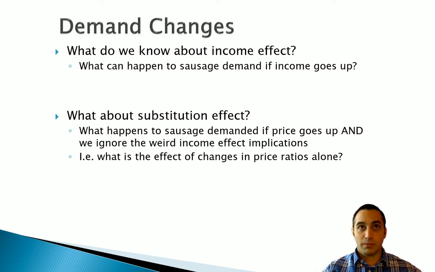Next, ask yourself, what should happen if we focus on just a substitution effect? That is, what happens to sausage demand if the price goes up and we ignore all the weird income effect implications? Although we know sausage price going up will make us poorer, and this might cause our sausage demand to go up or down, if we ignore that and think only on the substitution between sausage and the other good, should our demand for sausage go up or down?